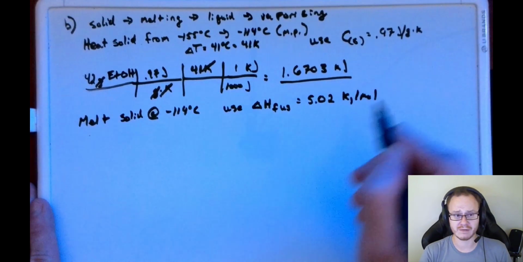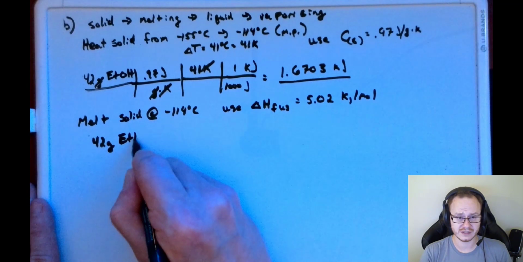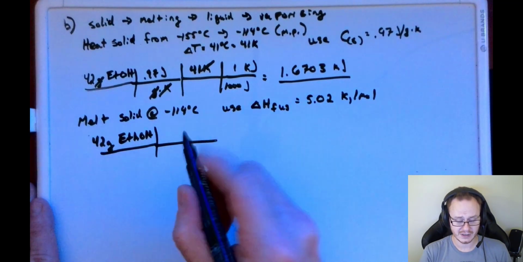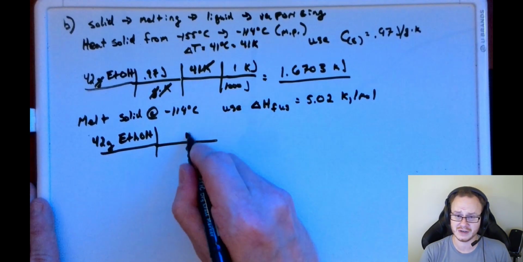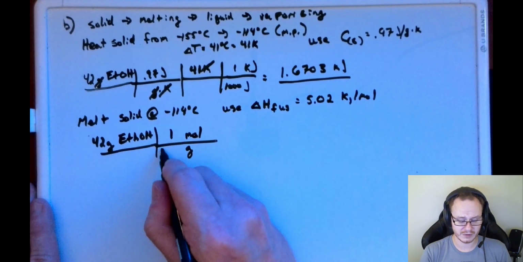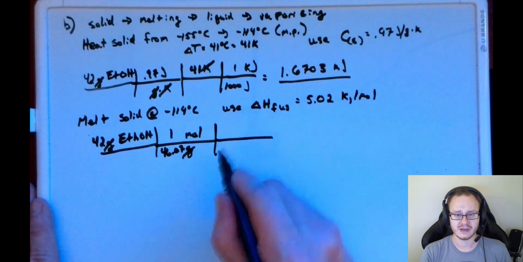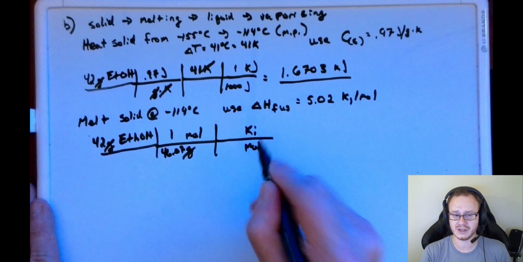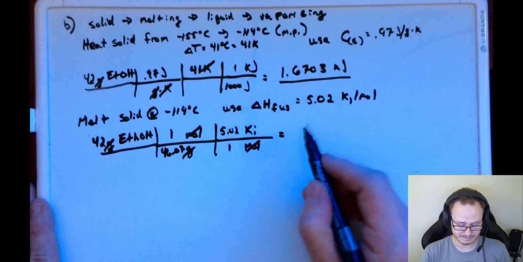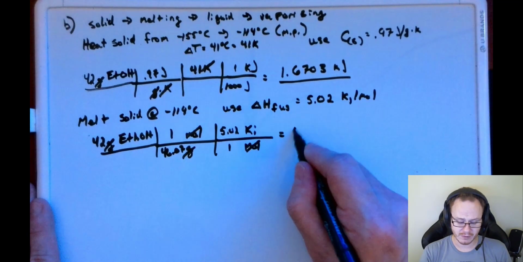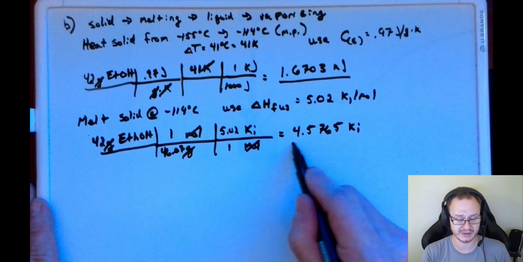Now that I have this information, I'm going to convert the grams of ethanol into kilojoules. 42 grams of C2H5OH, cancel grams, convert to moles. The reason for this is that my heat of fusion is given in moles. I know that 1 mole is a molar mass, which is 46.07 grams. This cancels grams. Now I can cancel moles and convert to kilojoules using the heat of fusion. Turns out that 5.02 kilojoules is equal to 1 mole. Solve for my problem, and you end up with 4.5765 kilojoules of energy necessary to melt this solid completely and make it a liquid at that point.